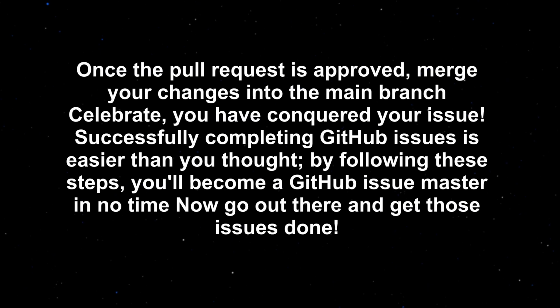Once the pull request is approved, merge your changes into the main branch. Celebrate, you have conquered your issue. Successfully completing GitHub issues is easier than you thought. By following these steps, you'll become a GitHub issue master in no time. Now go out there and get those issues done.